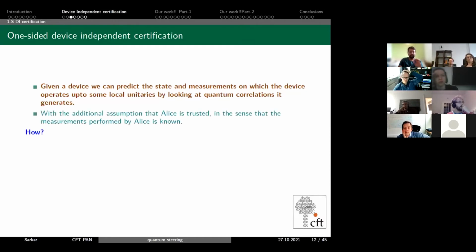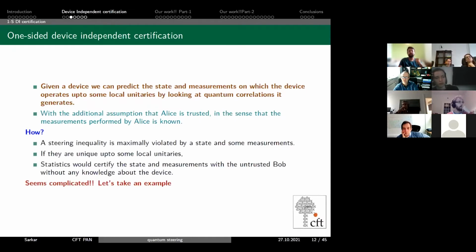So in one-sided device independent certification, there is this additional assumption that Alice is trusted, which means that the measurement performed by Alice is known, and in some cases the dimension of the state which Alice receives is also assumed beforehand. So how is it done? First, a steering inequality needs to be maximally violated by some state and measurements. And then if you could prove that up to some local unitaries and the presence of this extra state, your realization is unique, then your statistics would certify the state which is there is the ideal state and the ideal measurements.